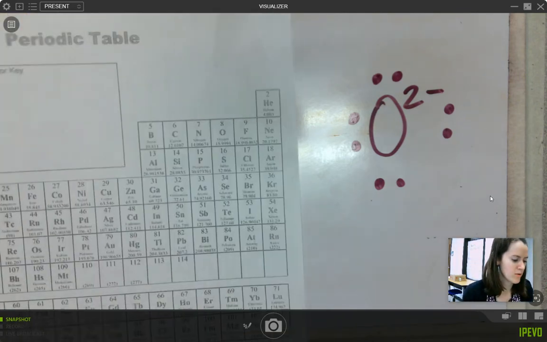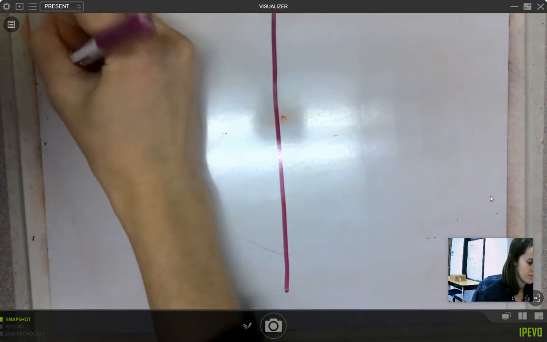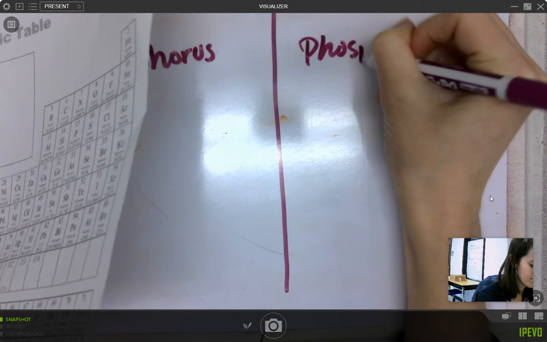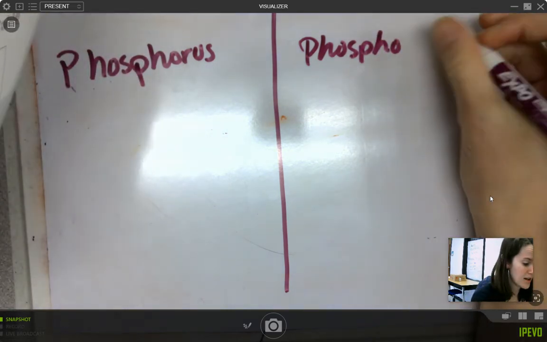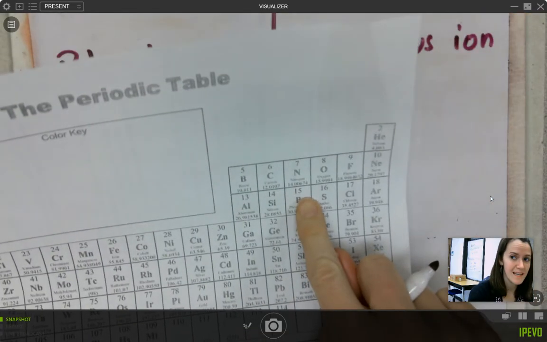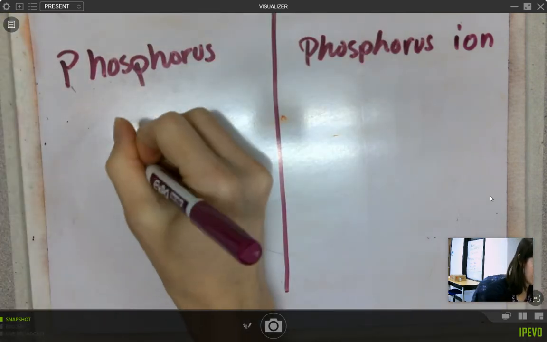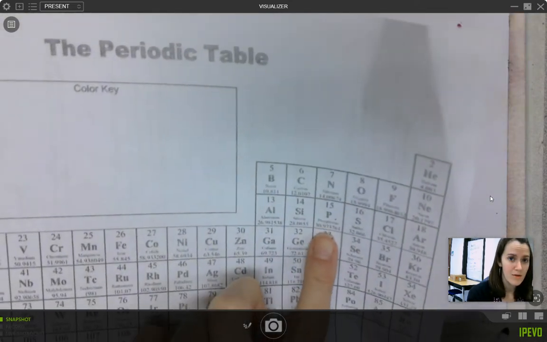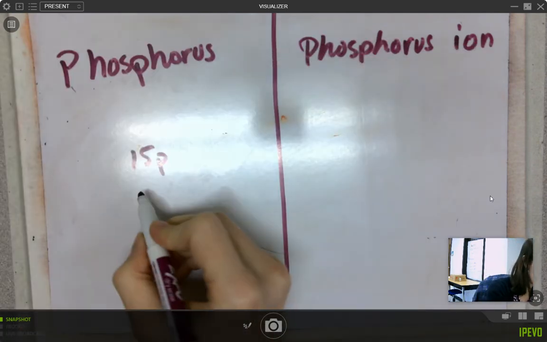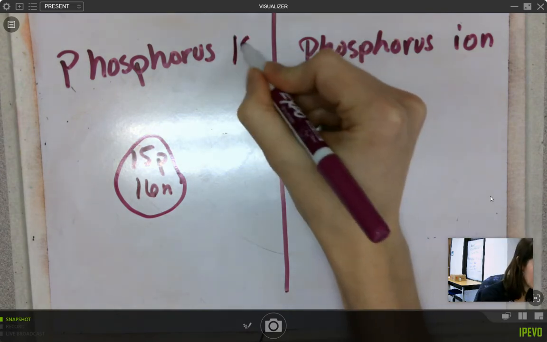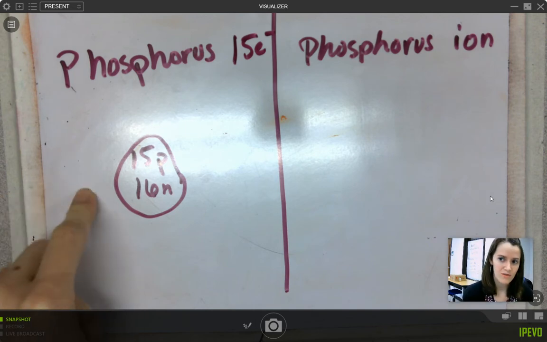Okay, so last one, we're going to do phosphorus. So phosphorus and its ion. Maybe pause the video and try to do it yourself. Okay, so if I look, 15 protons. How many neutrons? It says 30.9, so that's an average of 31 for the mass. So we're going to say 16 neutrons. So how many electrons does that mean we need to take care of? There's 15 electrons on the neutral phosphorus element.